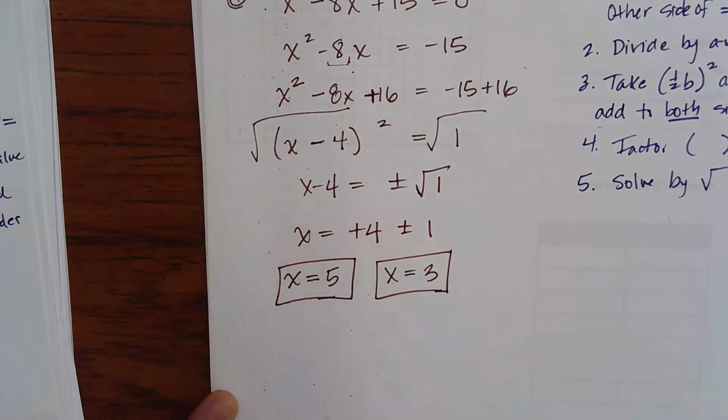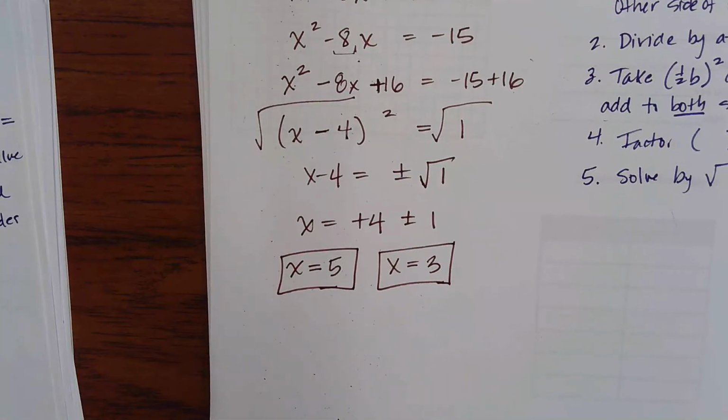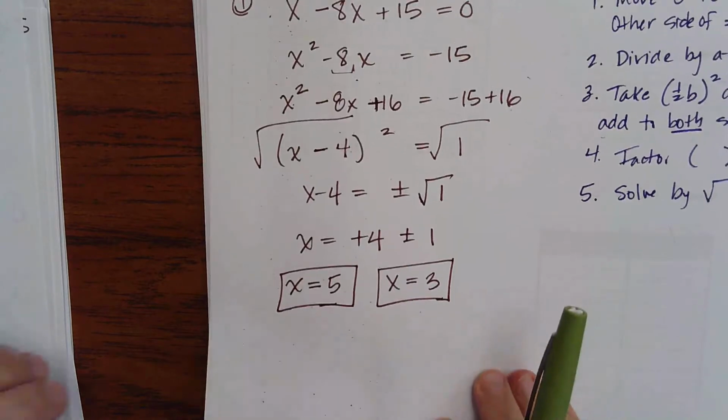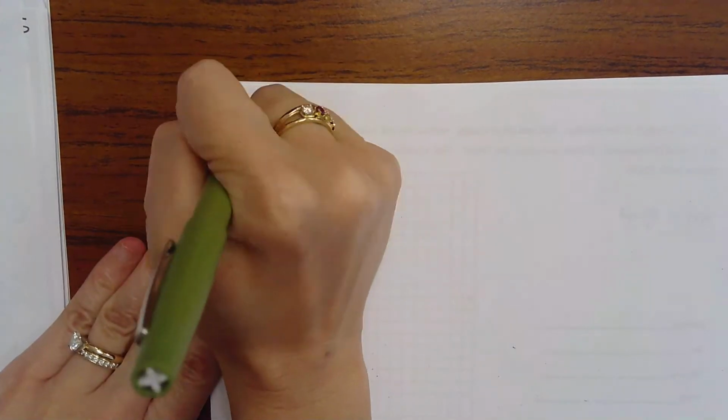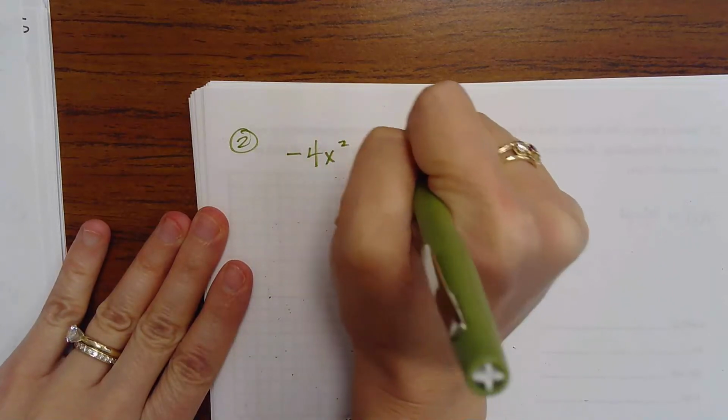We're not actually finding x-intercepts here. I mean, we are, right? Because those could be our x-intercepts. But since I asked you to solve it, we're going to leave our answers as x equals, since that's kind of how we write solutions. All right, let me show you how to do one where the a value is not 1. Okay, so the a value is not 1. The process is still the same. So let me show you.